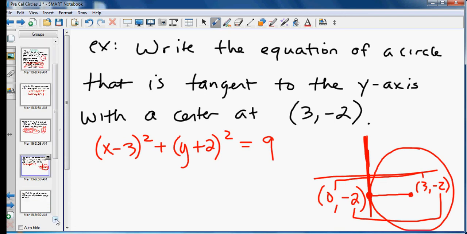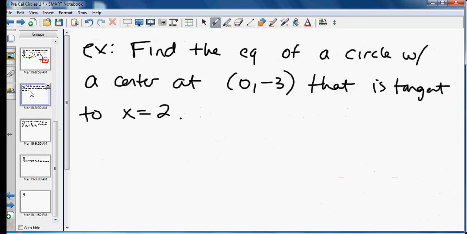Now, find the equation of a circle with a center at 0, -3 that is tangent to x equals 2. Okay, so similar idea here. We have the point 0, -3, so somewhere in that area. And we have the line x equals 2, can be around here. So I have a circle that goes something like that.